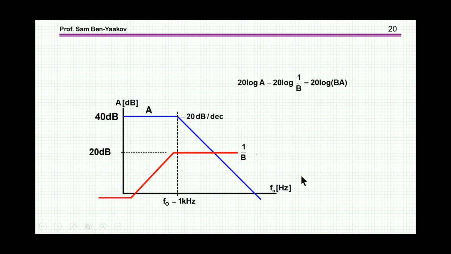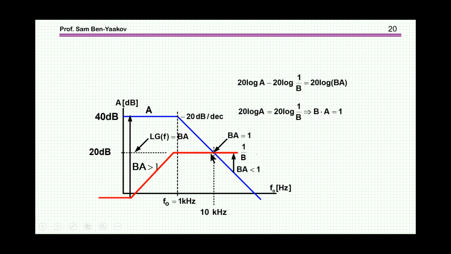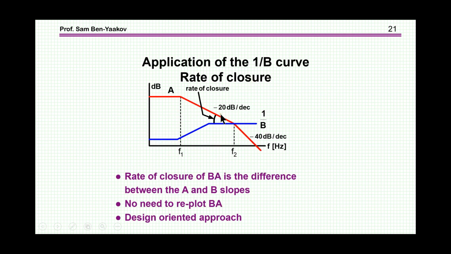And we can now look at what I've defined as the rate of closure, to see if the rate of closure is 20 dB per decade. And if it is 20 dB per decade, then we are okay. So with this method, you keep A constant, you plot the 1 over B, and you get the point that you want. So here's another example. Here is the system. Here is 1 over B.